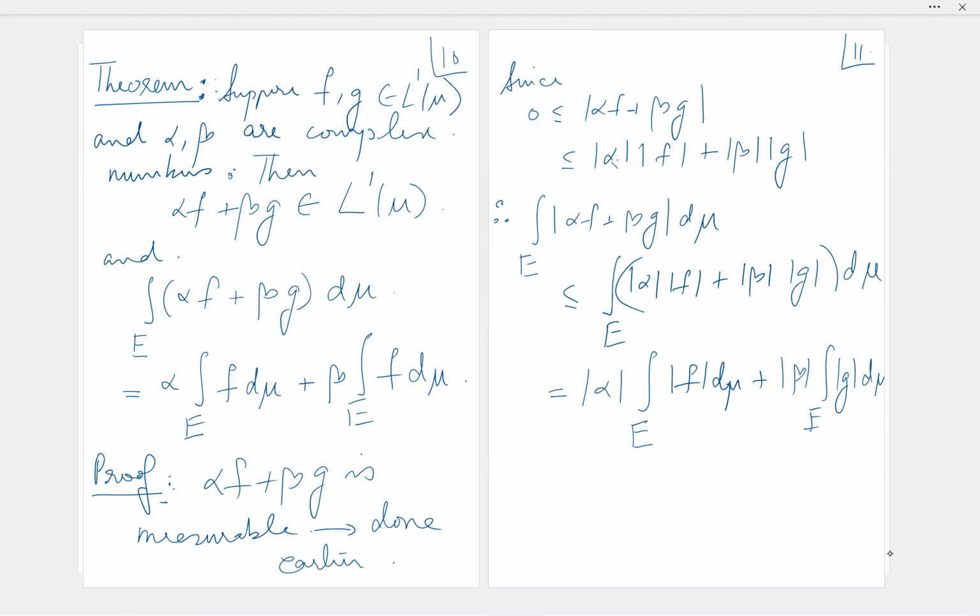And now, so this much is okay, but there could be just infinite terms somewhere. But because we know F and G are in L1 mu, it means these two integrals on the right-hand side are finite. So this is finite since both F and G belong to L1 mu. So what have we proven by doing this? What have we done so far? Alpha f plus beta g is Lebesgue integrable. Okay, and then the second part.